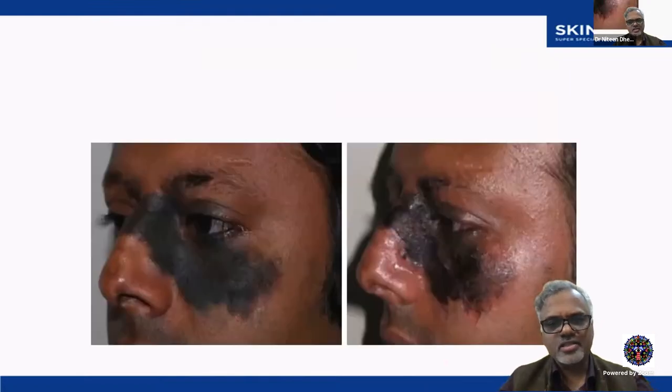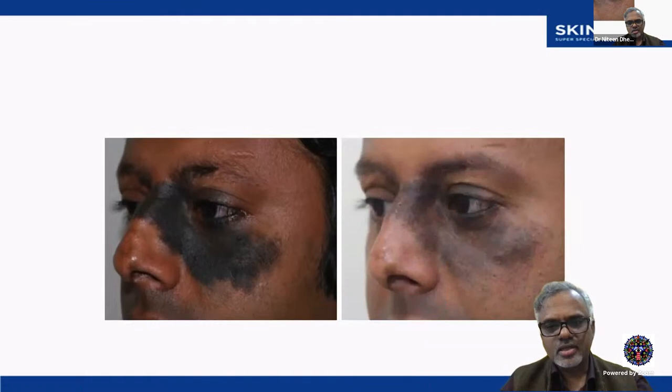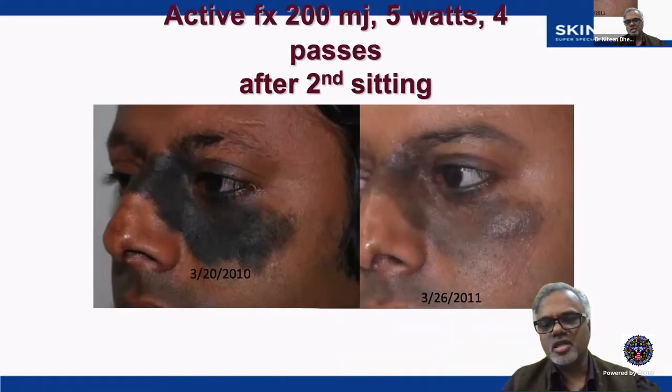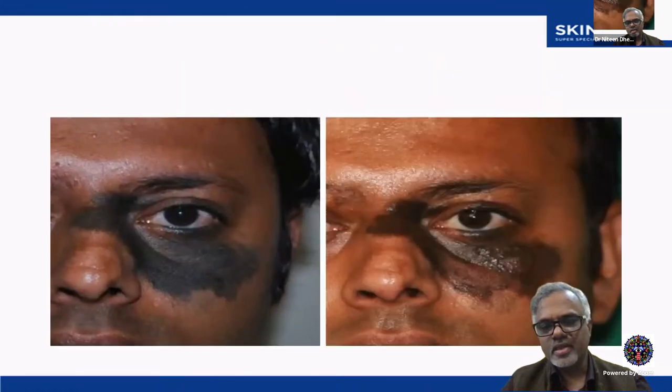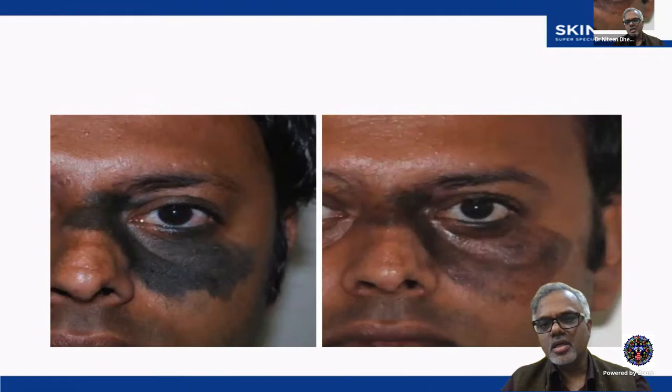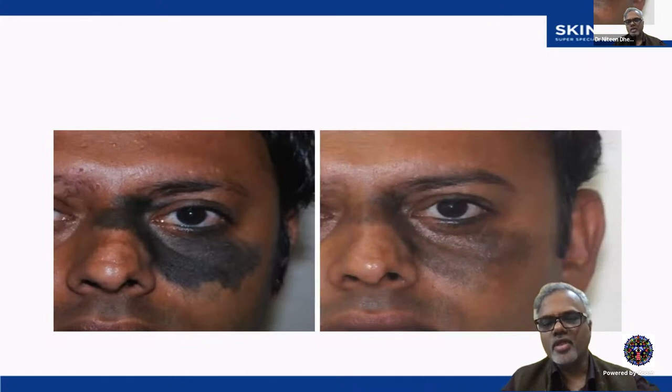Lastly, resurfacing lasers. So this is a giant hairy melanocytic nevus around the eyes. No surgery would have given a scarless result. And so this is resurfacing, debulking of the nevoid cells. You can say this is a nice bleaching or debulking, resurfacing without scarring at all. So here, no surgery would have given such a great result.